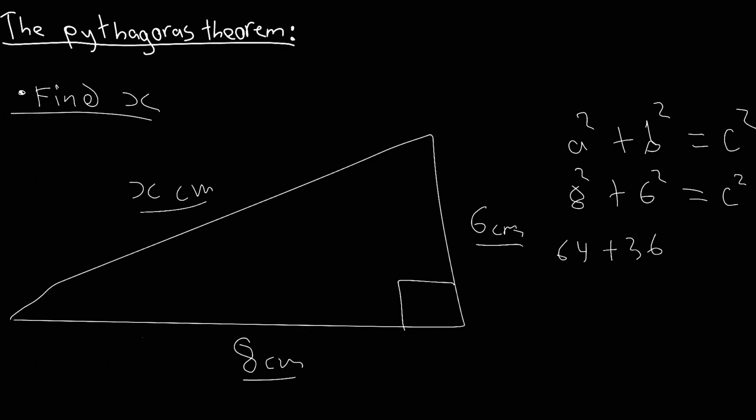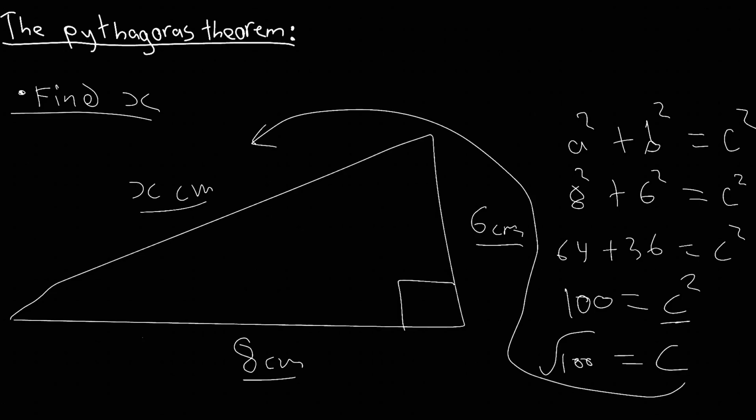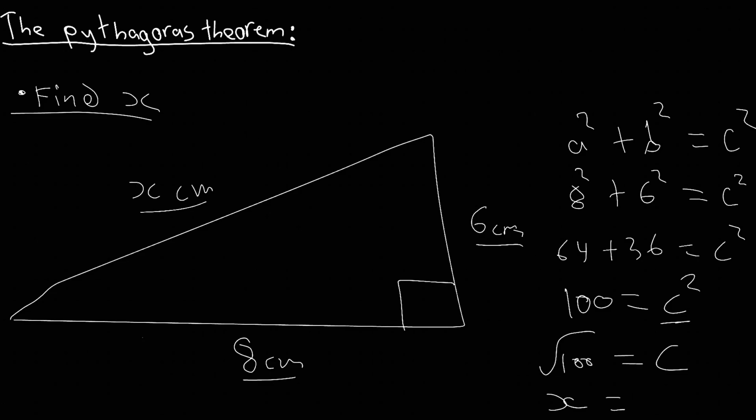So 64 plus 36 gives me C squared. So 64 plus 36 gives me 100. So 100 is equal to C squared. Now, this is not my answer yet. 100 is the answer for C squared. We want C alone. So C alone would be the root of 100, and that just gives me C. So root of 100 is equal to C, and C is x centimeter over here. So therefore, x is equal to root 100.